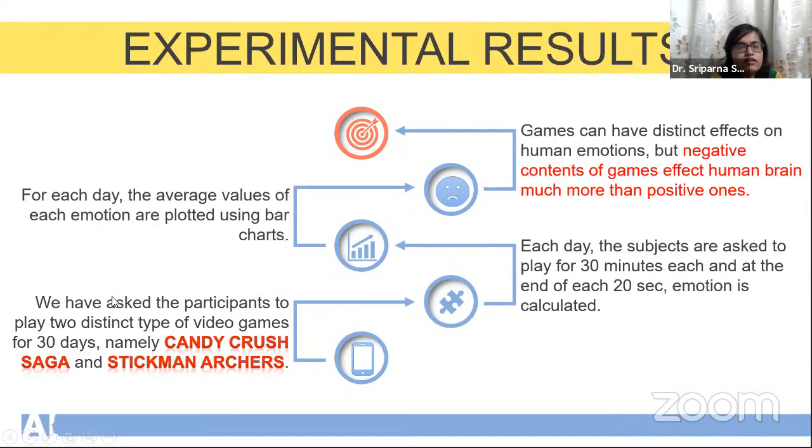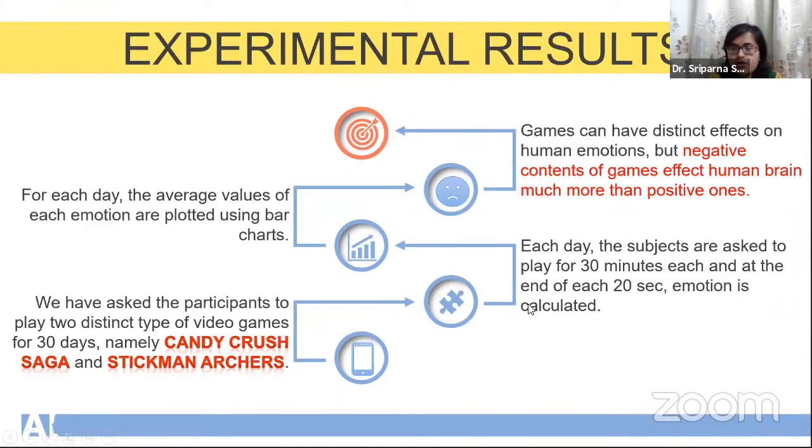We then asked the participants to play two distinct types of video games for 30 days. One video game is Candy Crush Saga and another video game is Stickman Arcos. For each of the two video games, the subjects played these two types of games for a duration of 30 days.